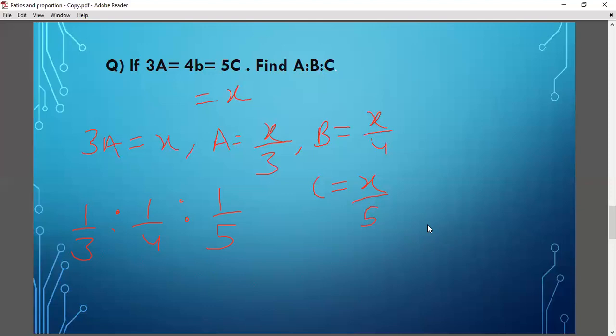It will be very easier for you, and it is advised to change your answer into whole numbers or simpler terms. So the LCM is 60. So 1 over 3 into 60 is to 1 over 4 into 60 is to 1 over 5 into 60. So if you simplify this further, our answer is coming out to be 20 is to 15 is to 12.